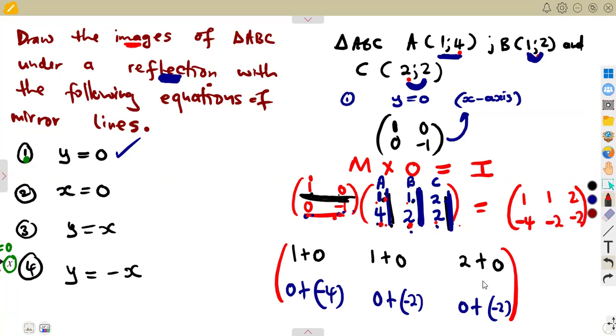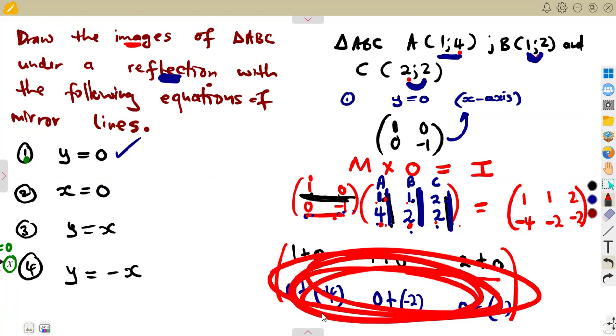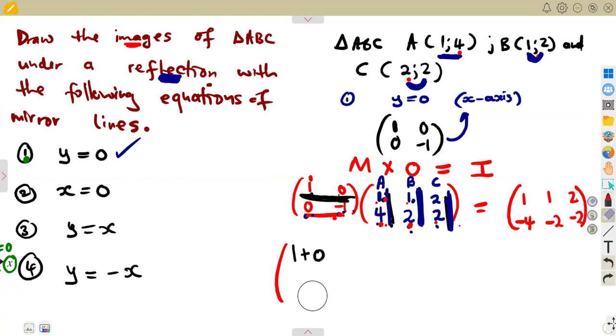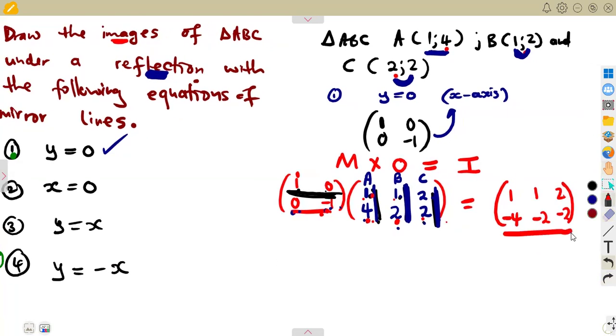that's minus 2. So instead of me writing this way, you can just minimize that way. Analyze what is happening when you are working with 1 0 0 minus 1 like this. I'm not saying it's wrong to add like this. No, it's not wrong. So after adding, this is what you're going to have. This is a matrix presentation, as we need to draw the image of triangle ABC. When you multiply matrix times object, you obtain the image.